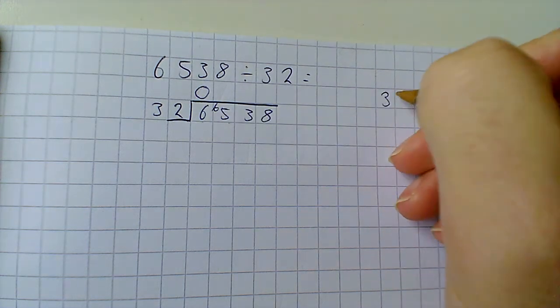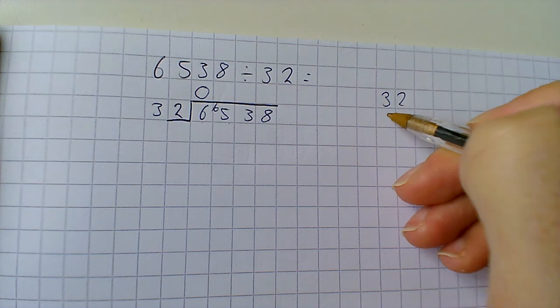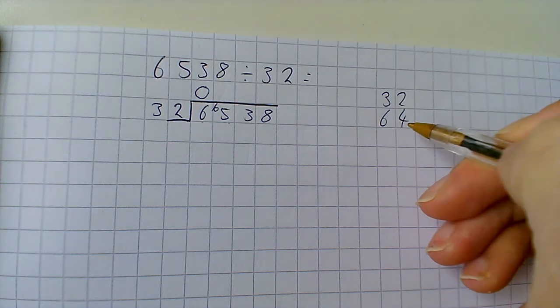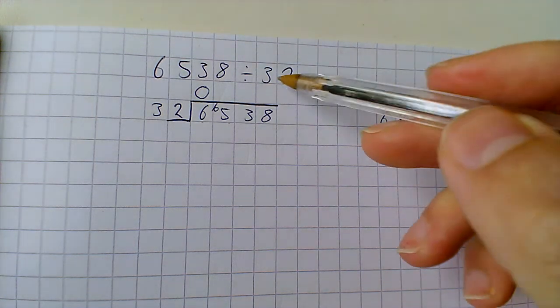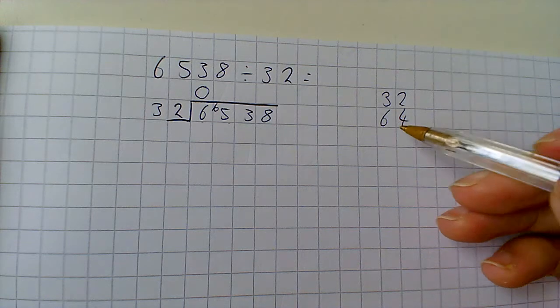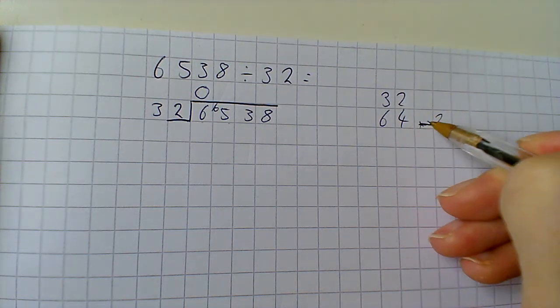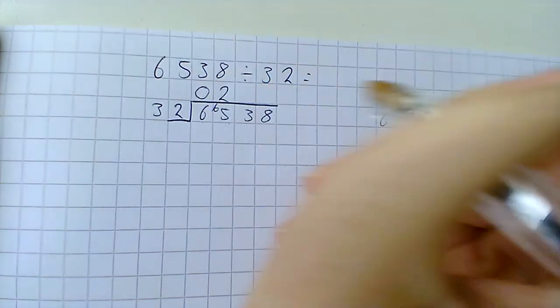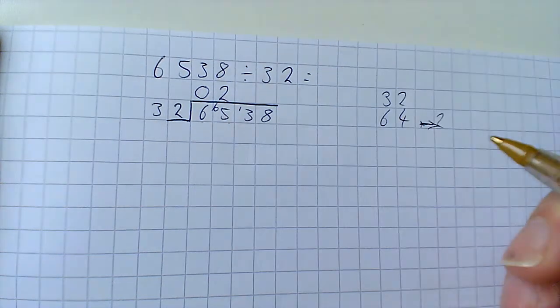Well, 32 times 1 is 32, and 32 times 2, well, I'm doubling this number, is 64. Okay, and it's okay to make little jottings at the side of your page. I do this all the time, especially when the numbers get more difficult. Okay, so we're up to 64, which was 2 groups. So that's 2, and obviously we take 64 away from the 65, that leaves us with 1 left over.